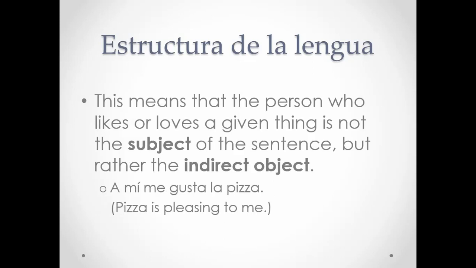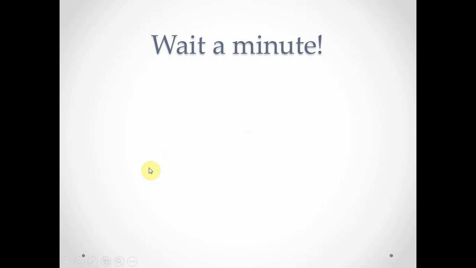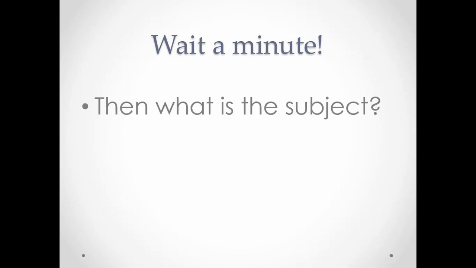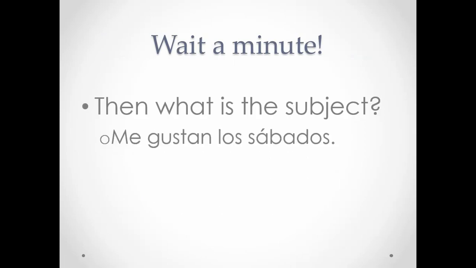So this means that the person who likes or loves a given thing is not the subject, but is the indirect object. A mí me gusta la pizza. Pizza is pleasing to me. In English, I say I like pizza, and I am the subject of the sentence. I like pizza. But in Spanish, the subject of the sentence is pizza. Pizza is pleasing to me. See? Okay. So I already gave that away.